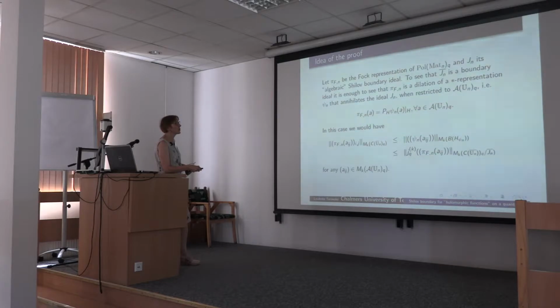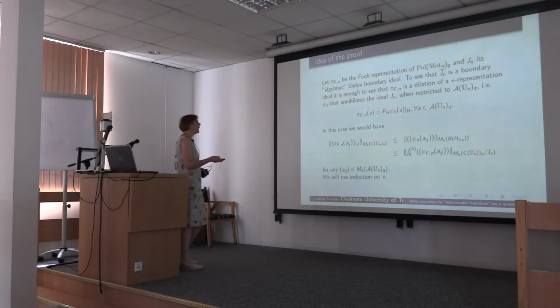And then since psi_n annihilates J_n, the norm of this would be less than the norm of this element in this quotient algebra. And then I can also continue here and write less, so equal the norm of this P_mn. So actually all the way here I will have the equality, and this will give me the complete isometry.